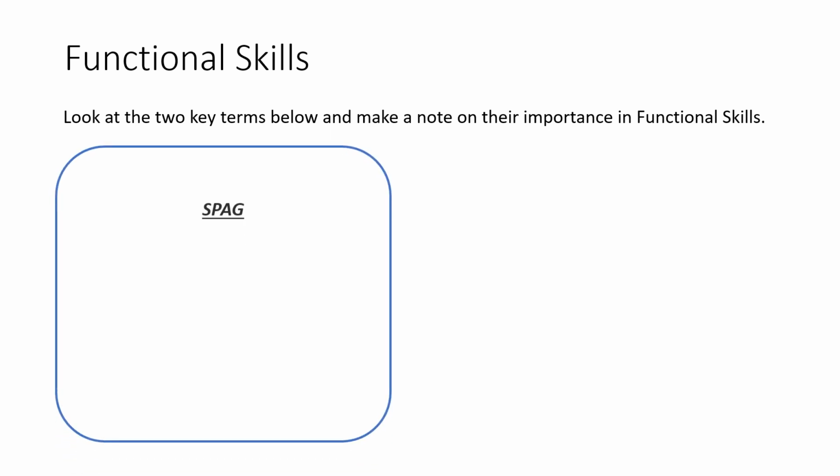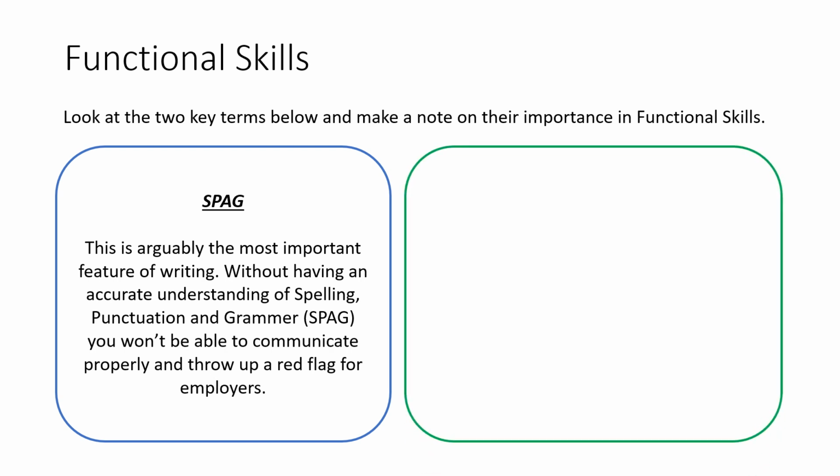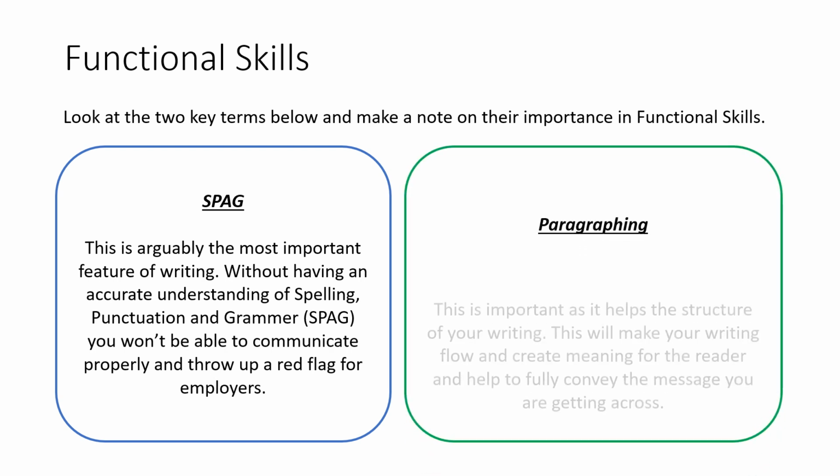So first of all, as we said a moment ago, we have our SPAG. This is arguably the most important feature of writing. Without an accurate understanding of spelling, punctuation and grammar, you won't be able to communicate properly. If you're applying for a job, or filling out a CV or anything like that, and there are errors with your spelling, grammar or punctuation, this is going to throw up a real red flag for any employers.